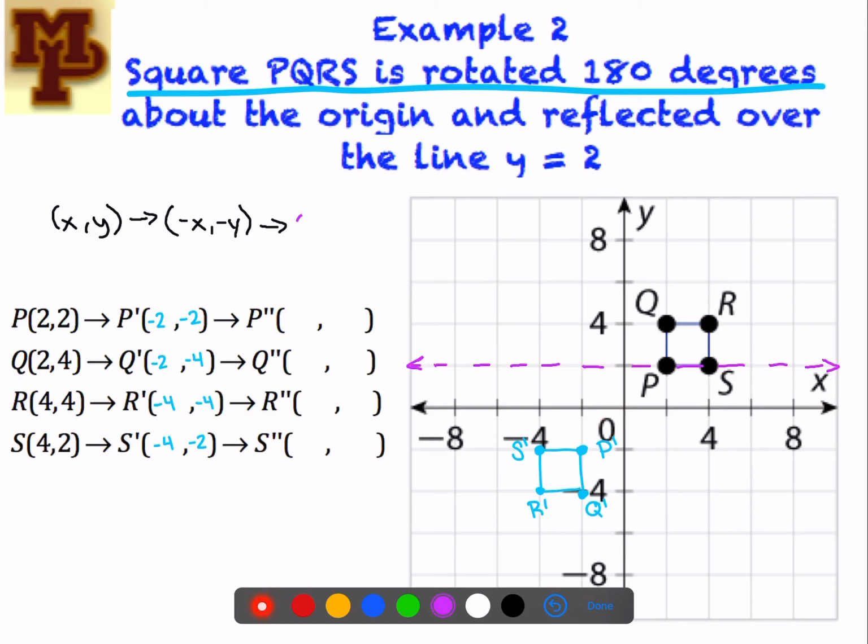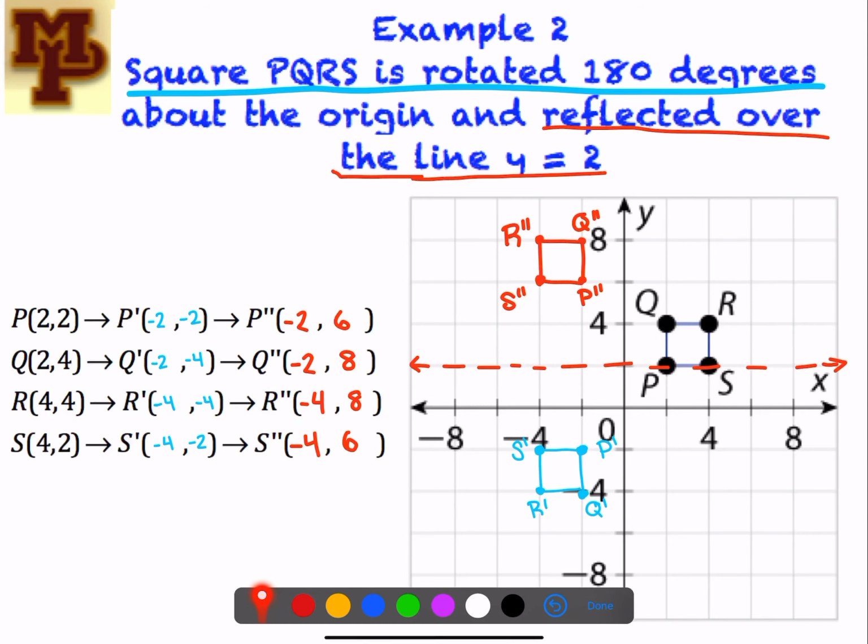So therefore, negative x, negative y now becomes x, because that won't change here, comma, negative y, because I'm reflecting over the x-axis, so my y is negated, and then it's y equals 2. So I need to double this number here. So if it's positive 2, it would be negative y plus 4. So that is our rule to get to our double prime here. So we go ahead and we reflect over the line y equals 2, and our image shows up as such.